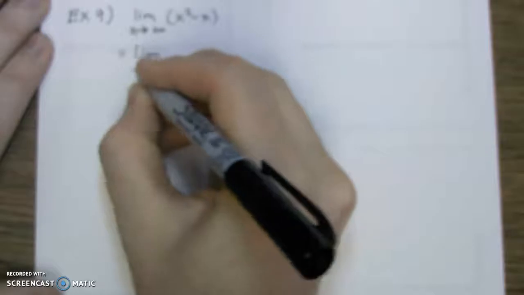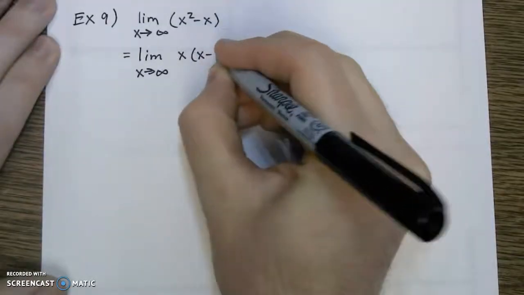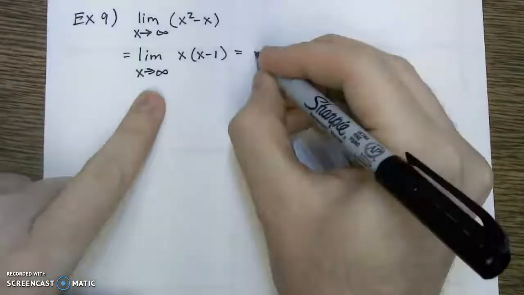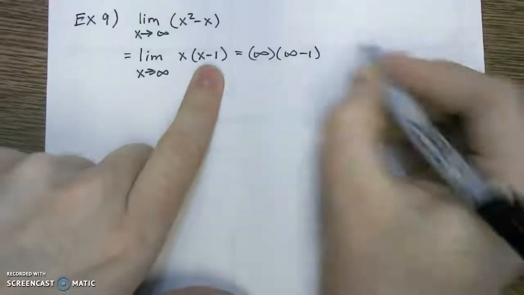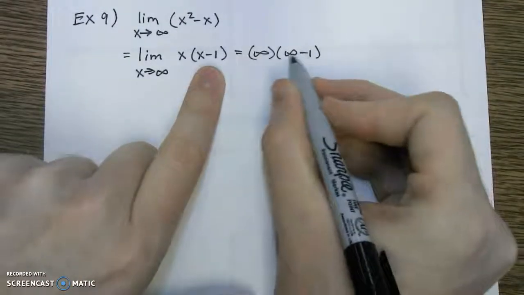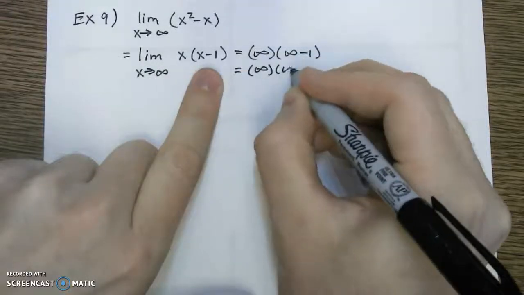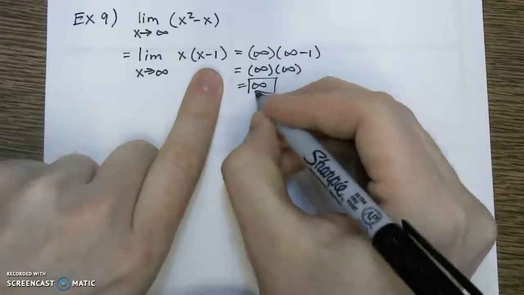So we are going to keep the limit in front, factor out an x, and see if this helps. So if we plug in infinity, we're going to have infinity times infinity minus 1. Now 1 is such a small number that subtracting it from infinity isn't going to change the fact that it's infinity. So you just have infinity times infinity, which is a bigger infinity, so the answer is infinity.